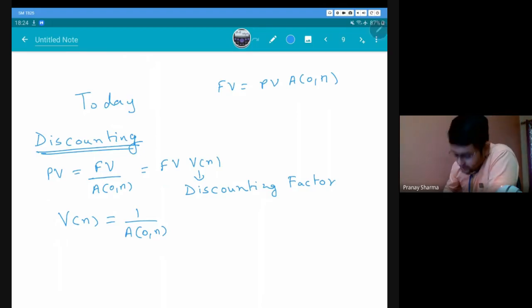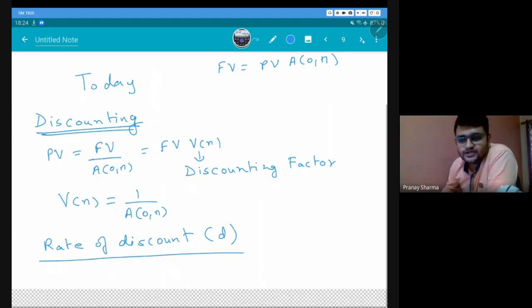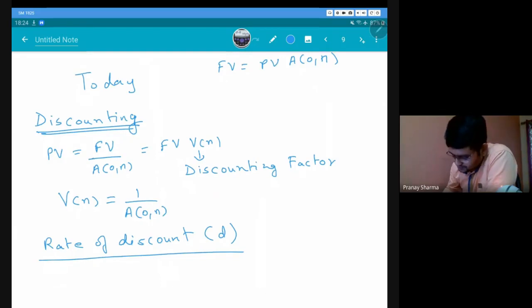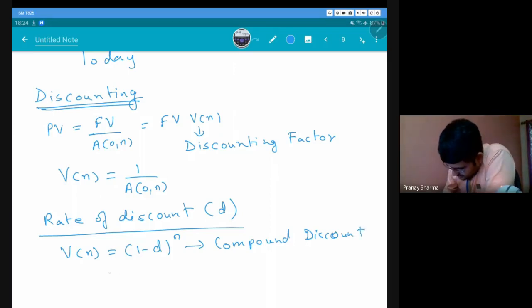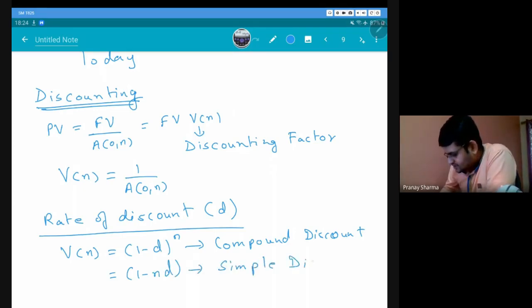With that, we also introduce something called the rate of discount. Similar to the rate of interest, we have a rate of discount. It is a rate, so it is again represented in percentage. And we say our discounting factor Vn will be equal to (1 - d)^n for compound discount, and will be equal to 1 - n times d for simple discount.